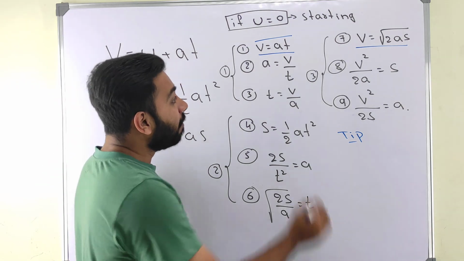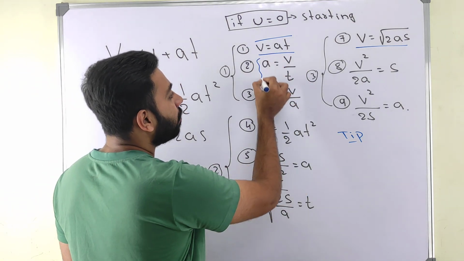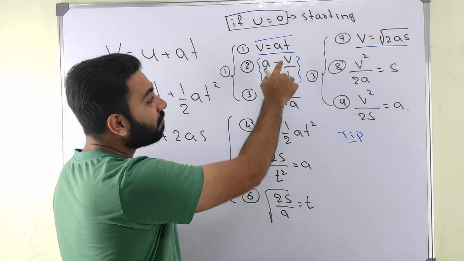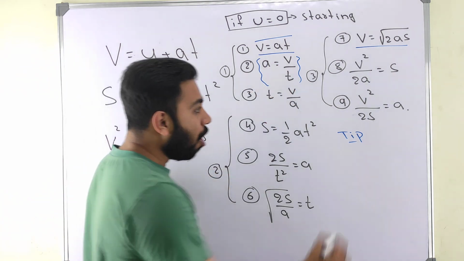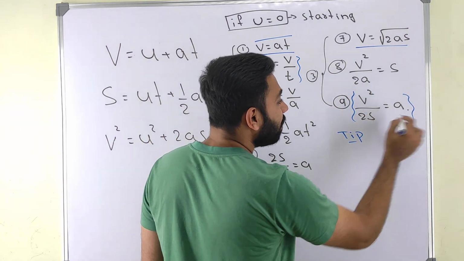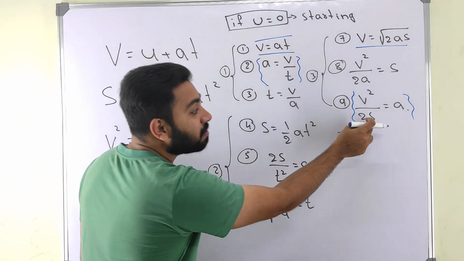Now similarly, when they want to find acceleration, see, when they want to find acceleration, we can find it by v by t, or we can find it by v square divided by 2s. In this we have time, in this we have distance.